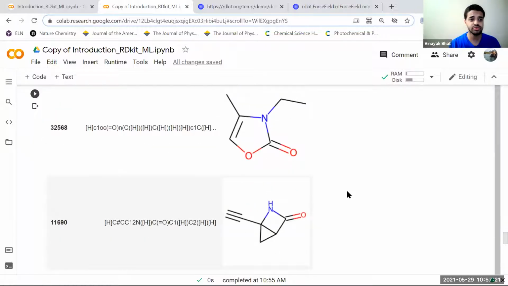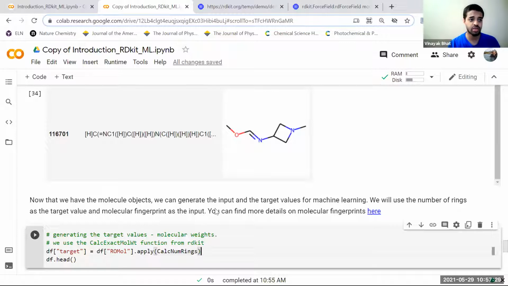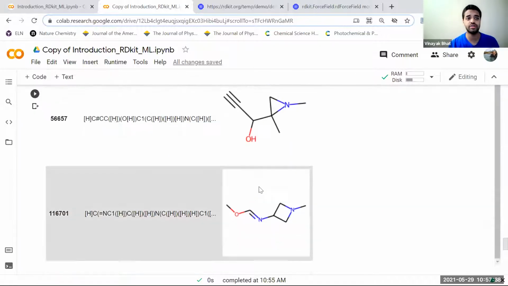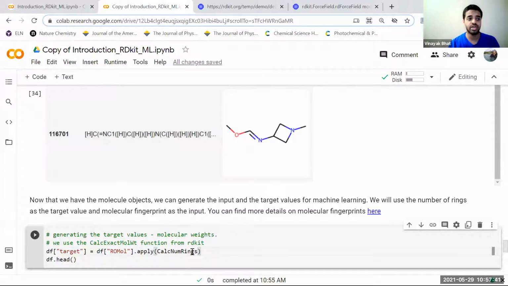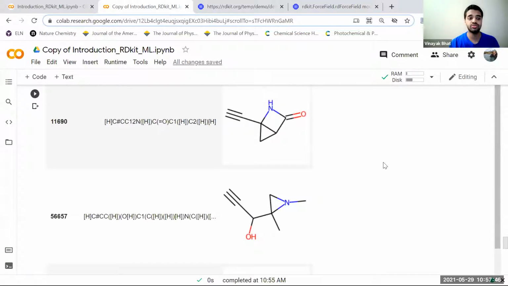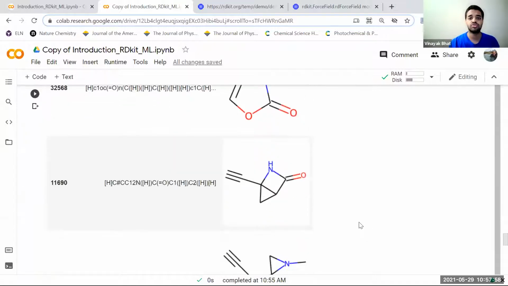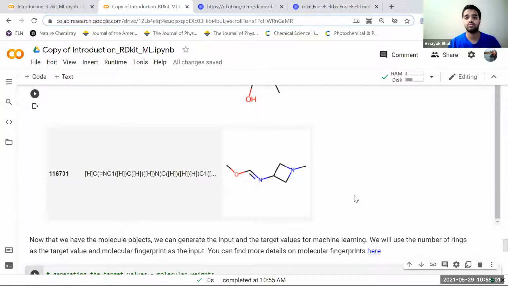Okay. So here we generated SMILES and molecules now. For molecule objects, we'll try to do some things, and we'll only use the 2D stuff right now and not 3D. So let's use the target as the number of rings in the system for this machine learning model. We'll build a model that predicts how many rings are there in the system. That's the easiest thing we can think of, right? Look at this molecule and how many rings are there. There's one ring, there's two rings, and so on. So this is a simple machine learning model that we are going to build right now.